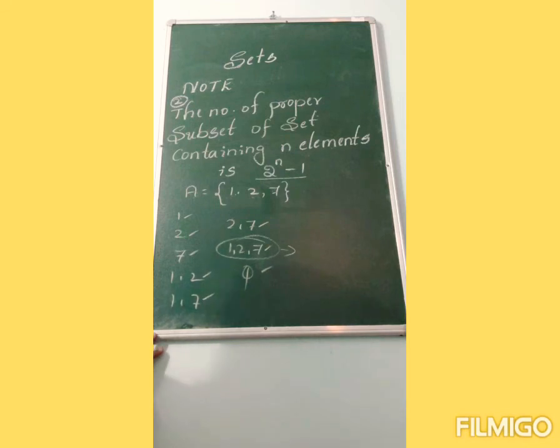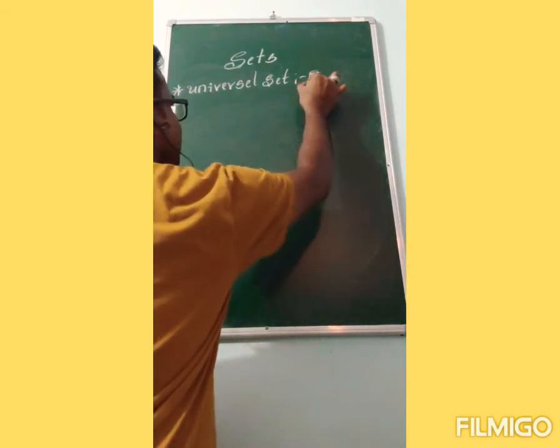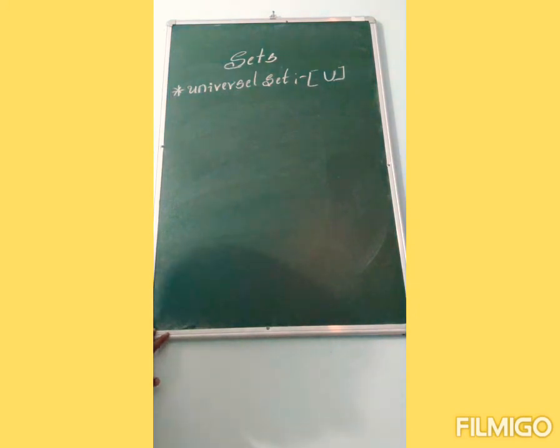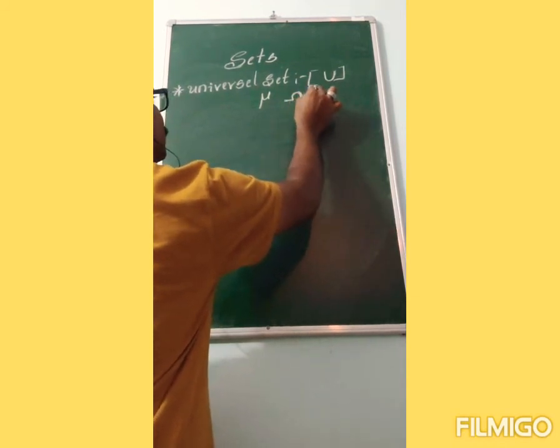Okay? Now let us discuss the universal set. What is a universal set? All sets under consideration being subsets of a fixed set is called the universal set. It means that when you join all the subsets together, you will get one set. That set is nothing but the universal set. This universal set is denoted by the U symbol, or this mu symbol, or this symbol also.